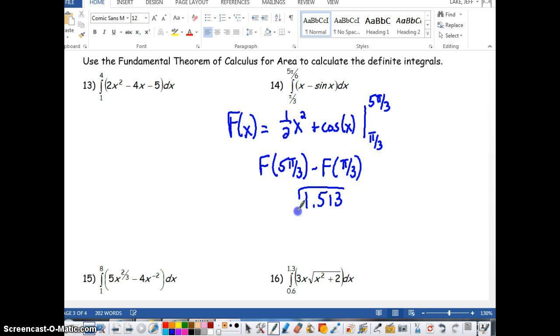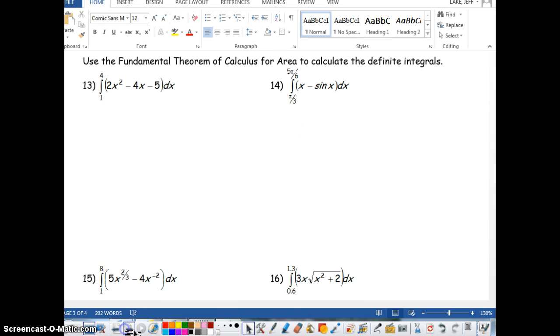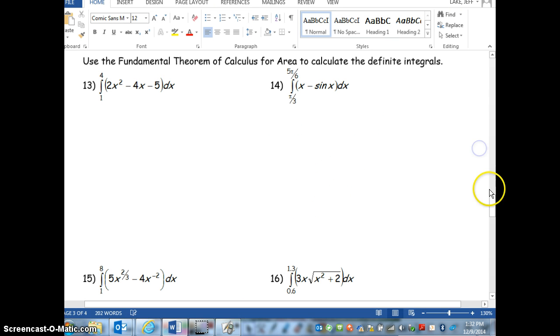And then when I simplify that, I'm going to end up with 1.513. Now remember, the easiest way to do this is to plug this into y1, use your calculator, do your y bars, and then solve it using y1 of 5 pi over 3 minus y1 of pi over 3. All right, number 16, same exact type of idea here.